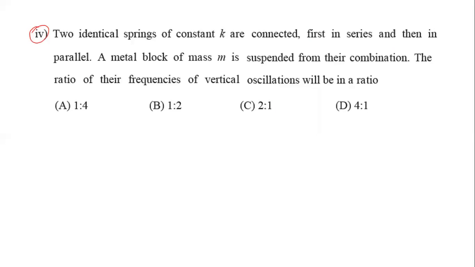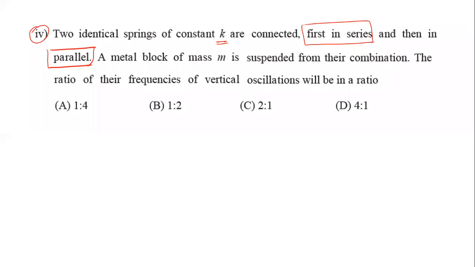MCQ number 4. Two identical springs of constant K are connected first in series and then in parallel. A metal block of mass m is suspended from their combination. The ratio of their frequency of vertical oscillation will be in the ratio.